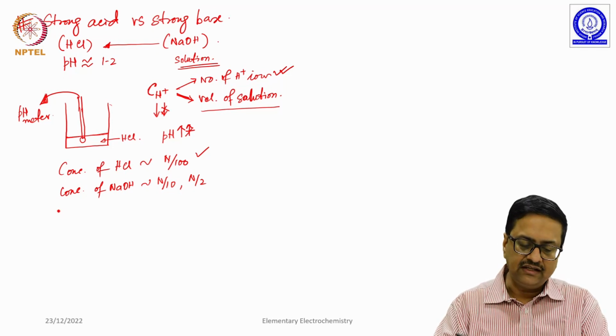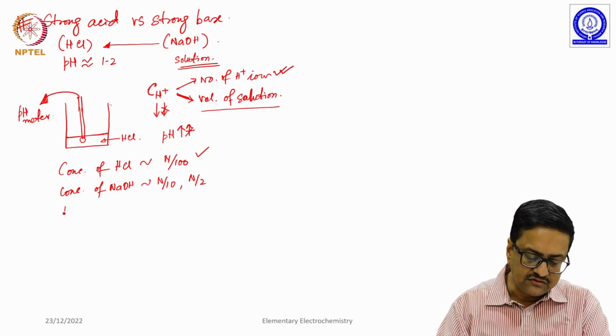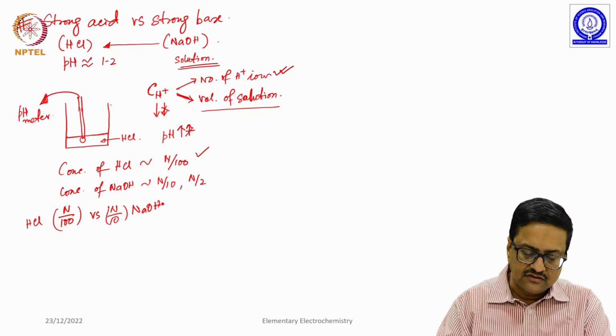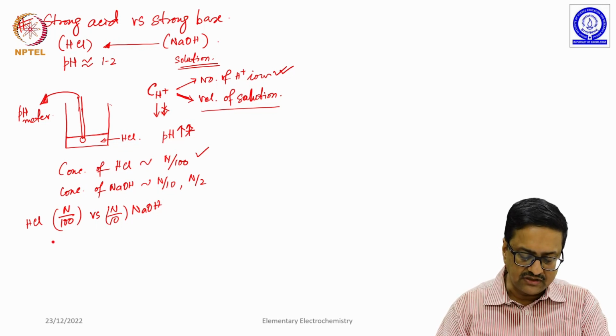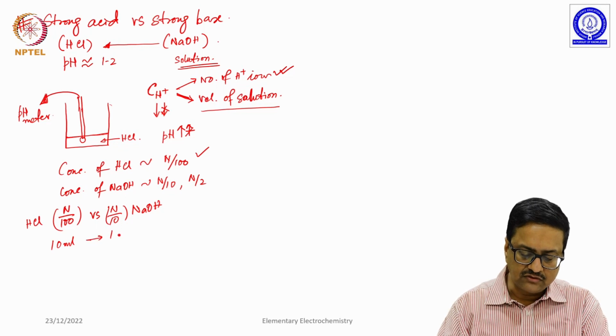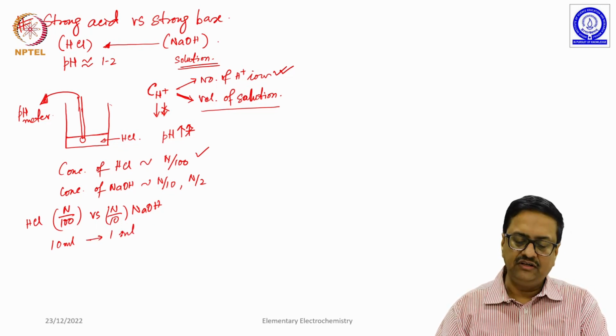So, I will show when I do the reaction, we will use about N/100 HCl versus about N/10 NaOH. So, you can easily understand that for 10 ml of this HCl solution, we will need about 1 ml of that NaOH solution for complete neutralization.